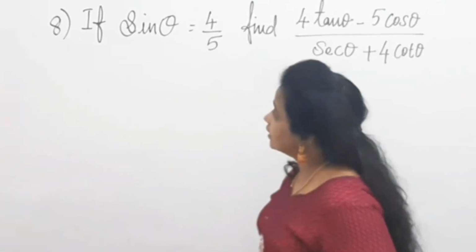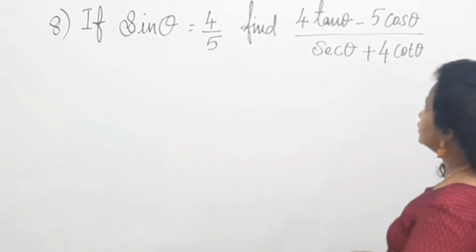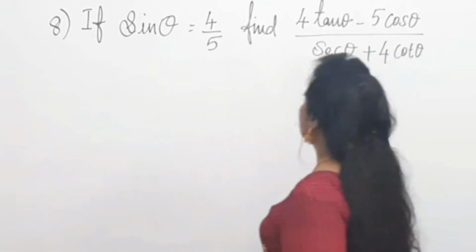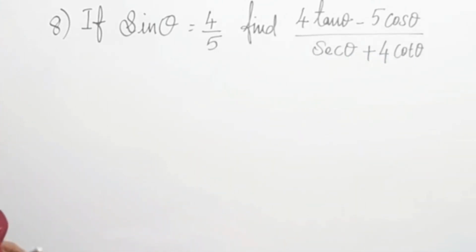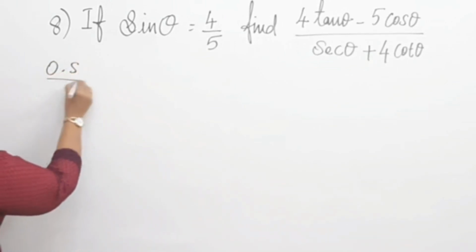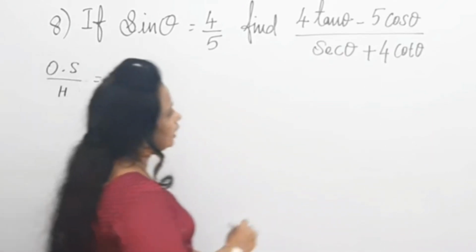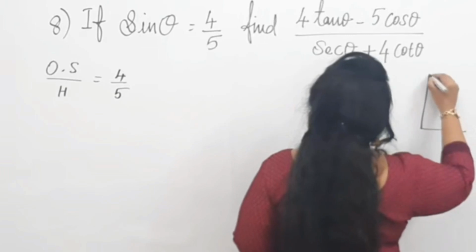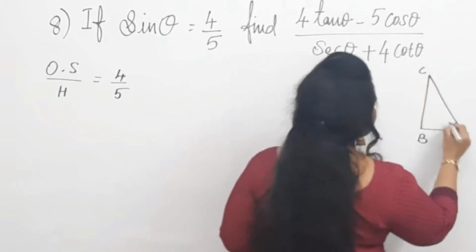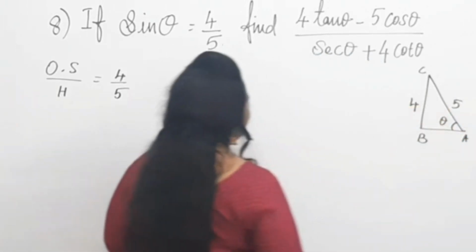Children, 8th question says like this. If sine theta is equal to 4 by 5, find 4 tan theta minus 5 cos theta divided by sec theta plus 4 cot theta. Now I have to get my ratio first. Sine theta is given, so I know that it is opposite side by the hypotenuse, which is equal to 4 by 5. I will go and get my diagram. So it is given just theta, so I can name any way, that is A, B, C. So my theta is placed here and opposite side is 4 and hypotenuse is 5.